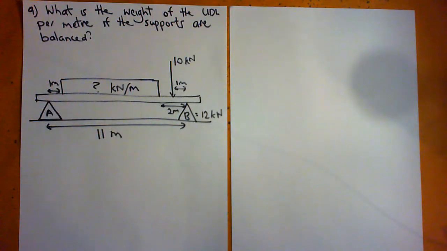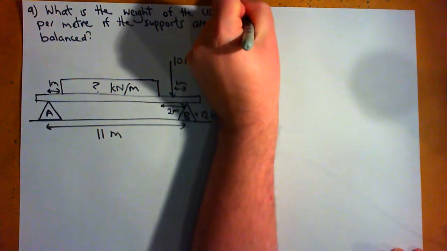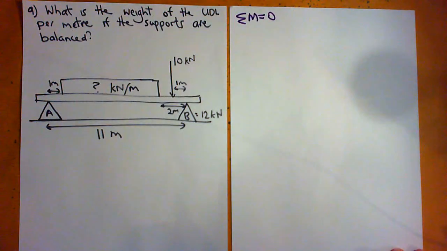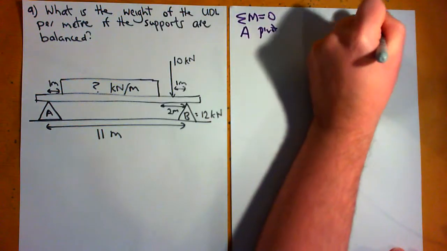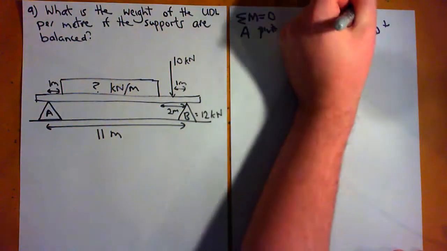So viewers, moments question 9, we need to find the weight of the UDL per metre if the supports are balanced. In other words, the situation is in equilibrium, so therefore the sum of the moments is 0. Let's take A to be the pivot and clockwise to be the positive direction.